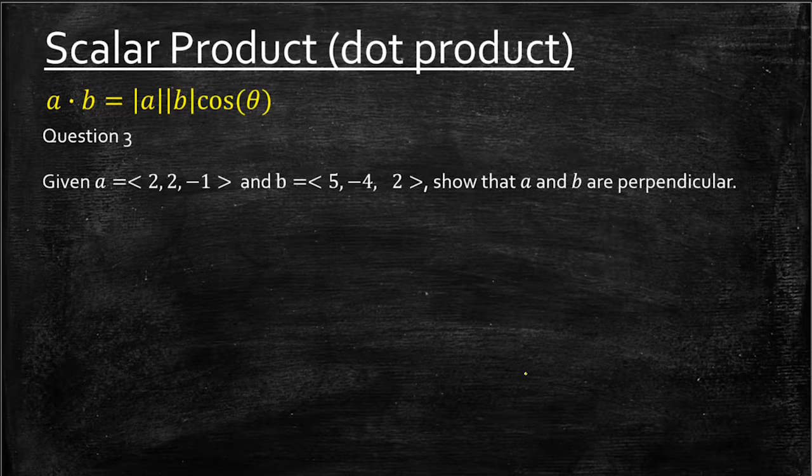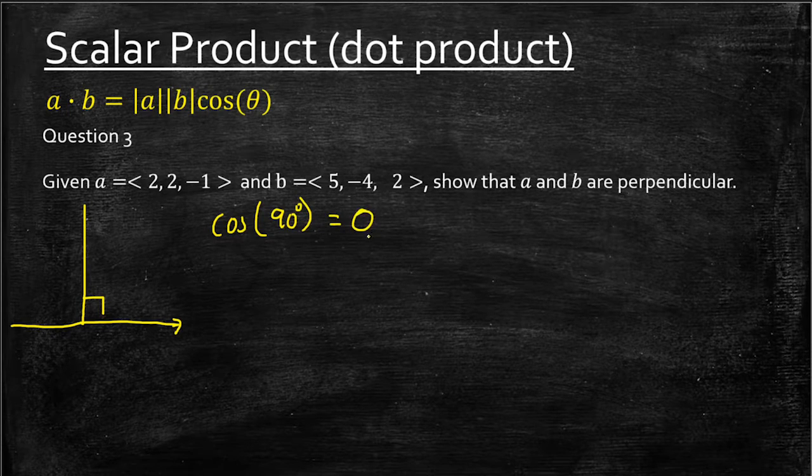Given a is (2, 2, -1) and b is (5, -4, 2), show that a and b are perpendicular. Alright, so I'm just going to draw a picture here. What do we know about perpendicular lines? We know that the angle between perpendicular lines must be 90 degrees. So we know that the angle is 90 degrees, and we know that cos of 90 is 0.